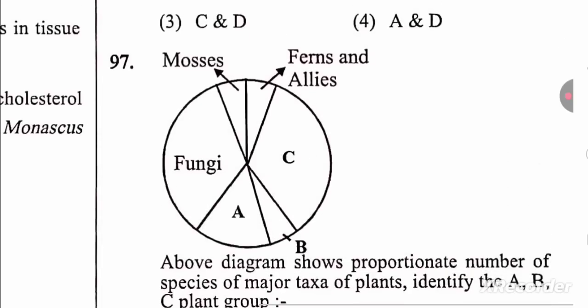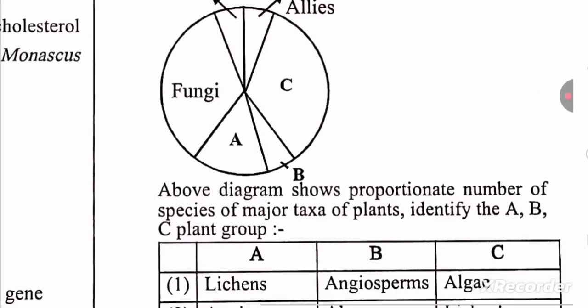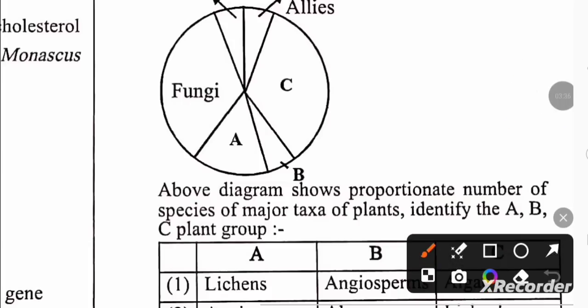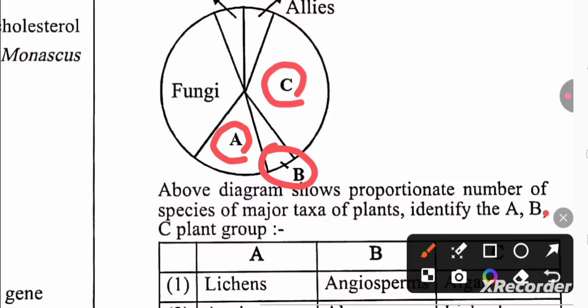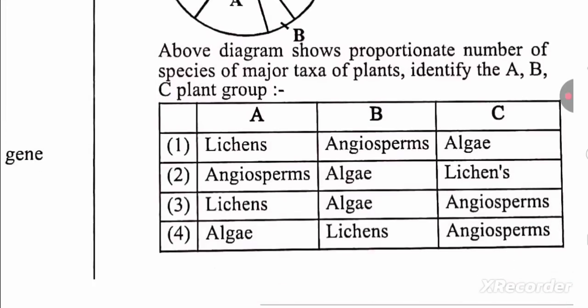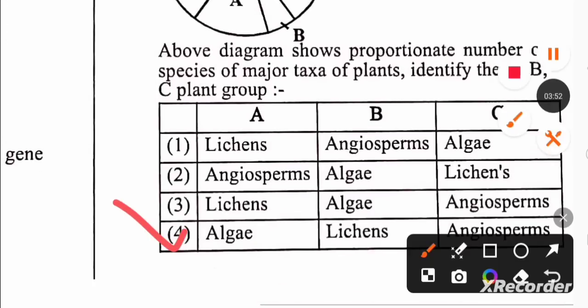Let us move to the next question. There is one biodiversity diagram given. We need to find out A, B and C. Above diagram shows proportionate number of species of major taxa of plants. Identify A, B and C. In the NCERT textbook it is clearly given. So A is algae, B means lichens and C angiosperm. So accordingly option 4 is the right answer for this question.